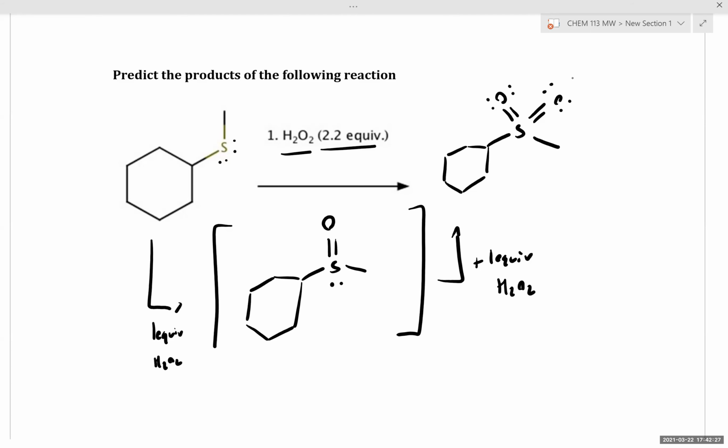Does that say one equivalent? Yes. So if you only used one equivalent of oxidizing agent, you'd get primarily the sulfoxide. If you use two equivalents, you get the sulfone. So you can get chemoselectivity via the equivalence of oxidizing agent. Did that answer your question? Yep. Perfect. So let's look at another example.